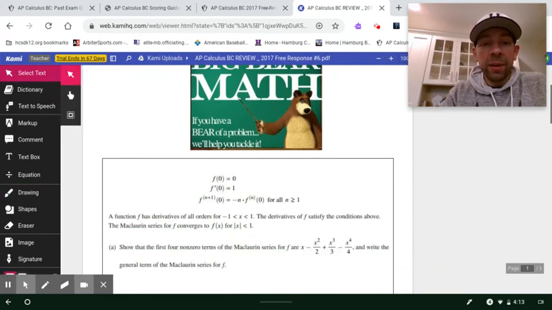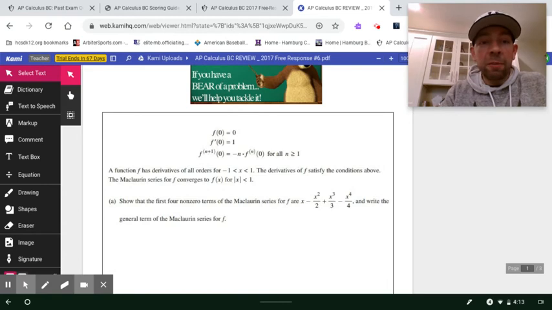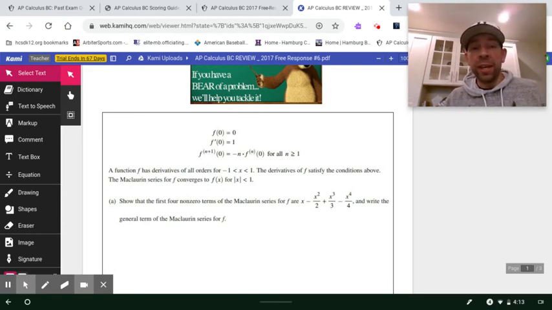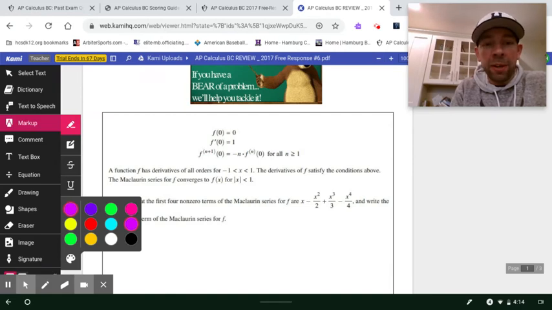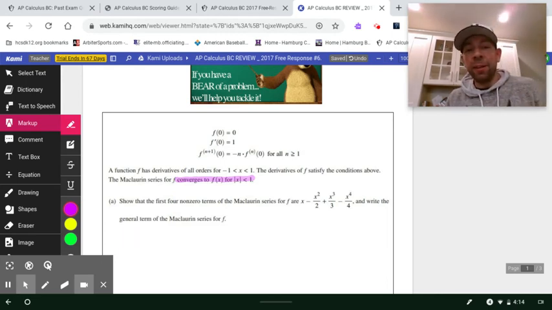So looking into part A here, they talk about function f having derivatives of all orders within that interval from -1 to 1. Not really important to us, but they've got to say it. The derivatives of f satisfy all these conditions above, and the Maclaurin series for f converges to f as long as the absolute value of x is less than 1. Basically, when they say it converges to f, they're saying the interval of convergence is from -1 to 1, and the radius of convergence is a positive 1. But I don't know if that's going to play much of a role in our solutions here today.